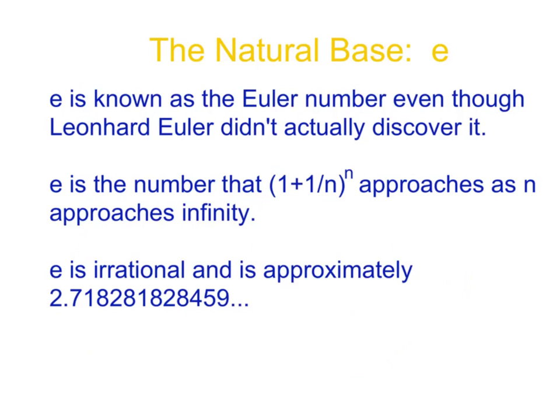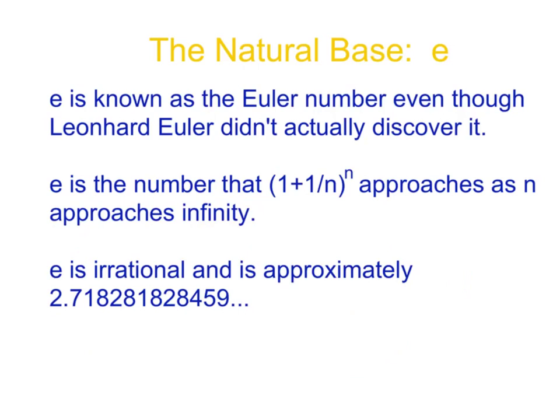These are some interesting facts. The natural base E is known as the Euler number, even though Leonhard Euler did not actually discover it. He just used it a lot in his work. He discovered E as the number that 1 plus 1 over n to the n approaches as n approaches infinity.